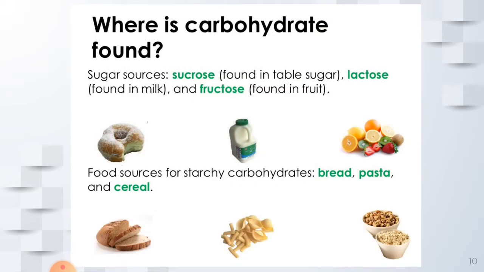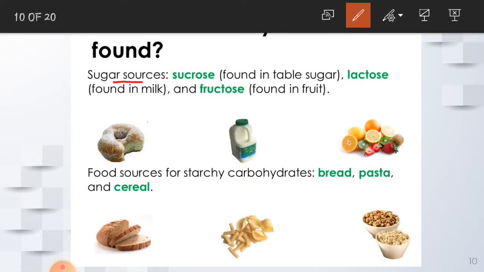So where is carbohydrate found? There are different sugar sources. The sugar is also a carbohydrate. For example, sucrose is an example of sugar, and it is found in table sugar. Lactose is found in milk, and fructose is found in fruits. Food sources for the starchy carbohydrates are bread, pasta, and cereal, etc.